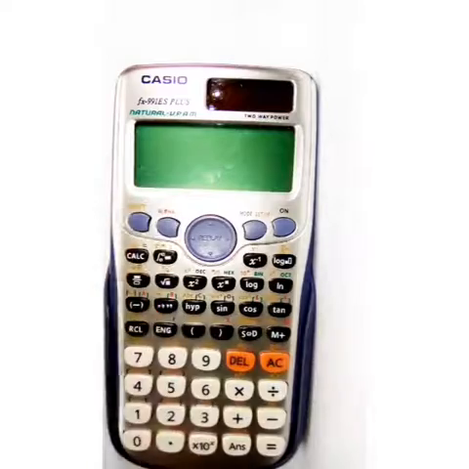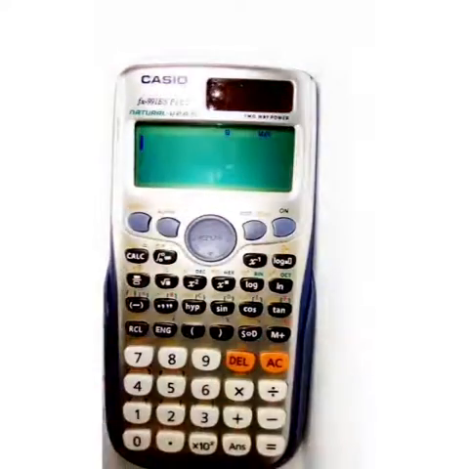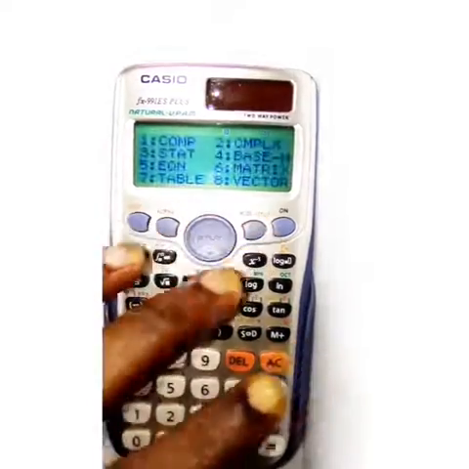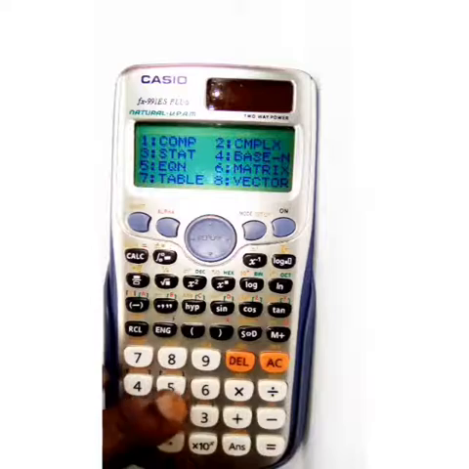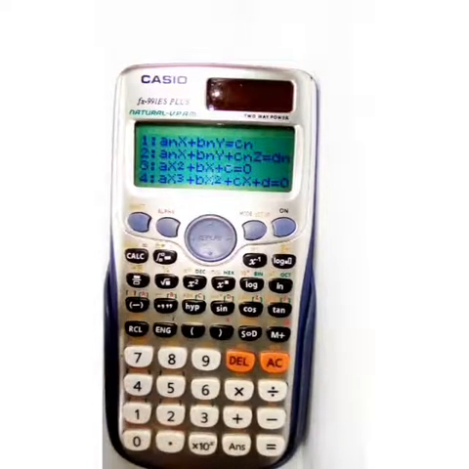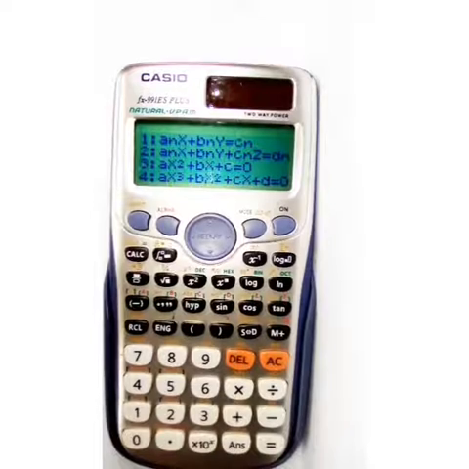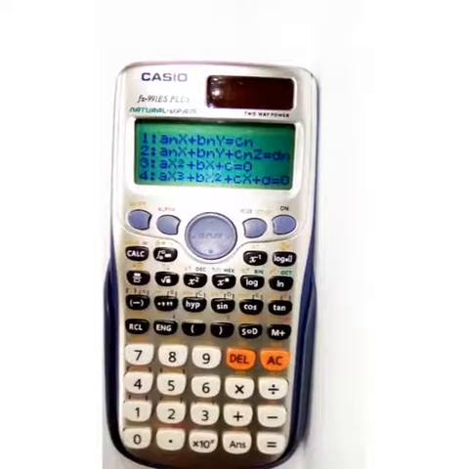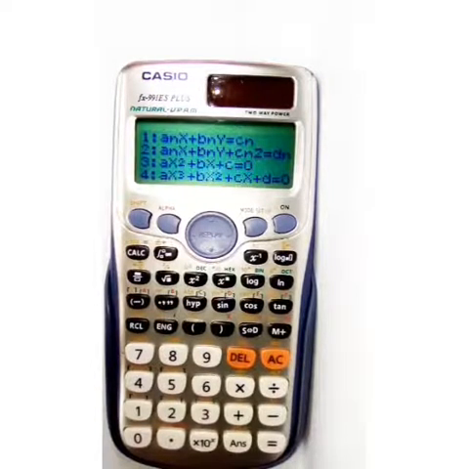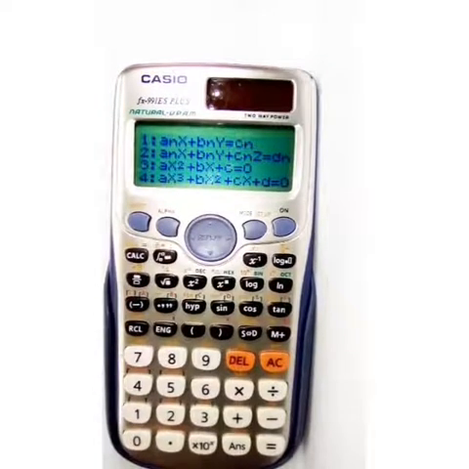Very quickly, the first thing you need to do is to turn on the calculator, then go straight to the mode. On the modes, you can see number 5, which is equations. Just go there. I have a list of equations here. The first one is a simultaneous equation involving just two variables x and y. The second one is a simultaneous equation involving three variables x, y, and z. The third one is a quadratic equation, while the fourth one is a cubic equation. I'll be taking you serially on how to solve each of them.